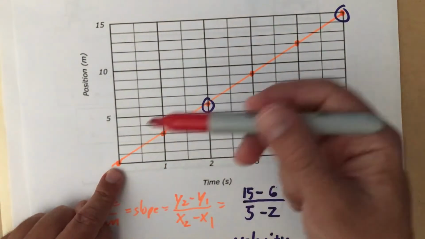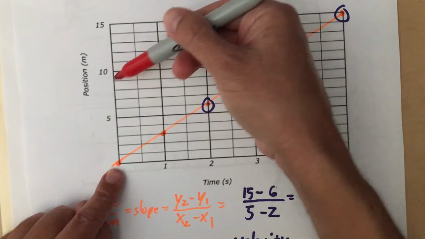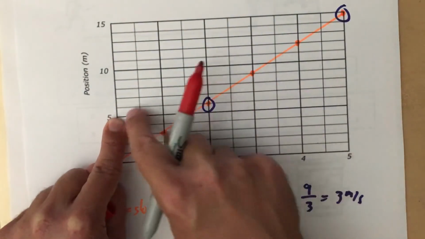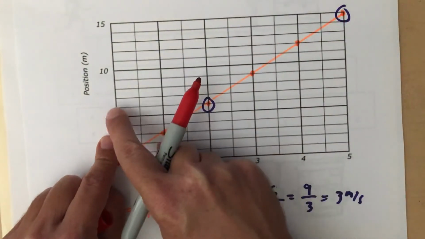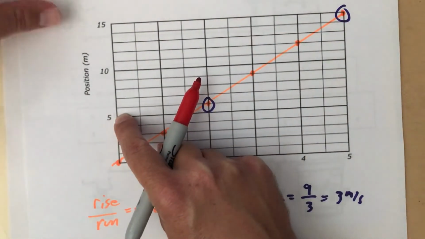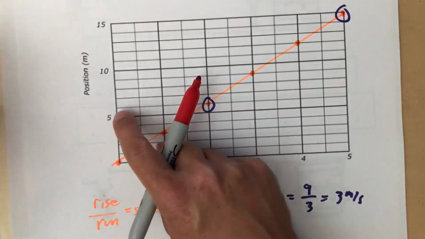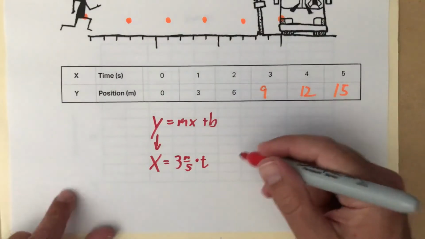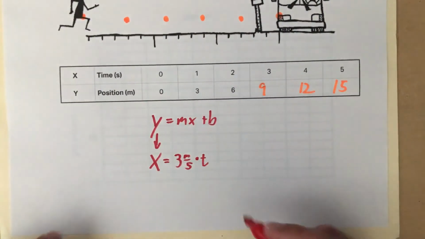But just to drive the point home, what does it mean where it intercepts the y-axis? Let's say we had started our line here. Well, then that y-intercept is our initial position. So we could have started at 5 meters. We could have set the problem up like that. But it doesn't matter in this case because there is no value there.